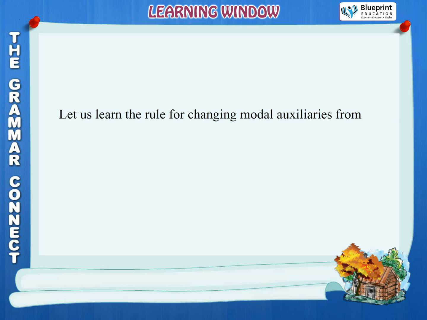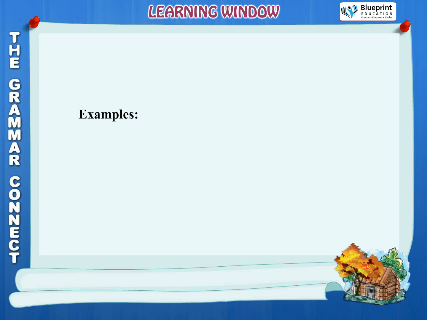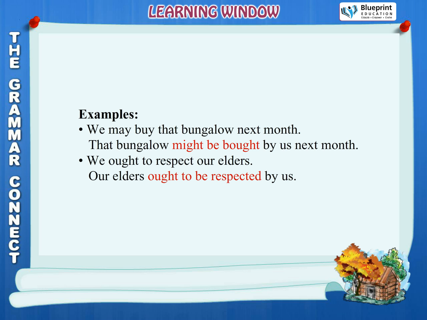Modal auxiliaries. Let us learn the rule for changing modal auxiliaries from active to passive voice. Active voice: the auxiliary plus root form of the verb. Passive voice: the auxiliary plus be plus past participle form of the verb. Examples: we may buy that bungalow next month. That bungalow might be bought by us next month. We ought to respect our elders. Our elders ought to be respected by us.